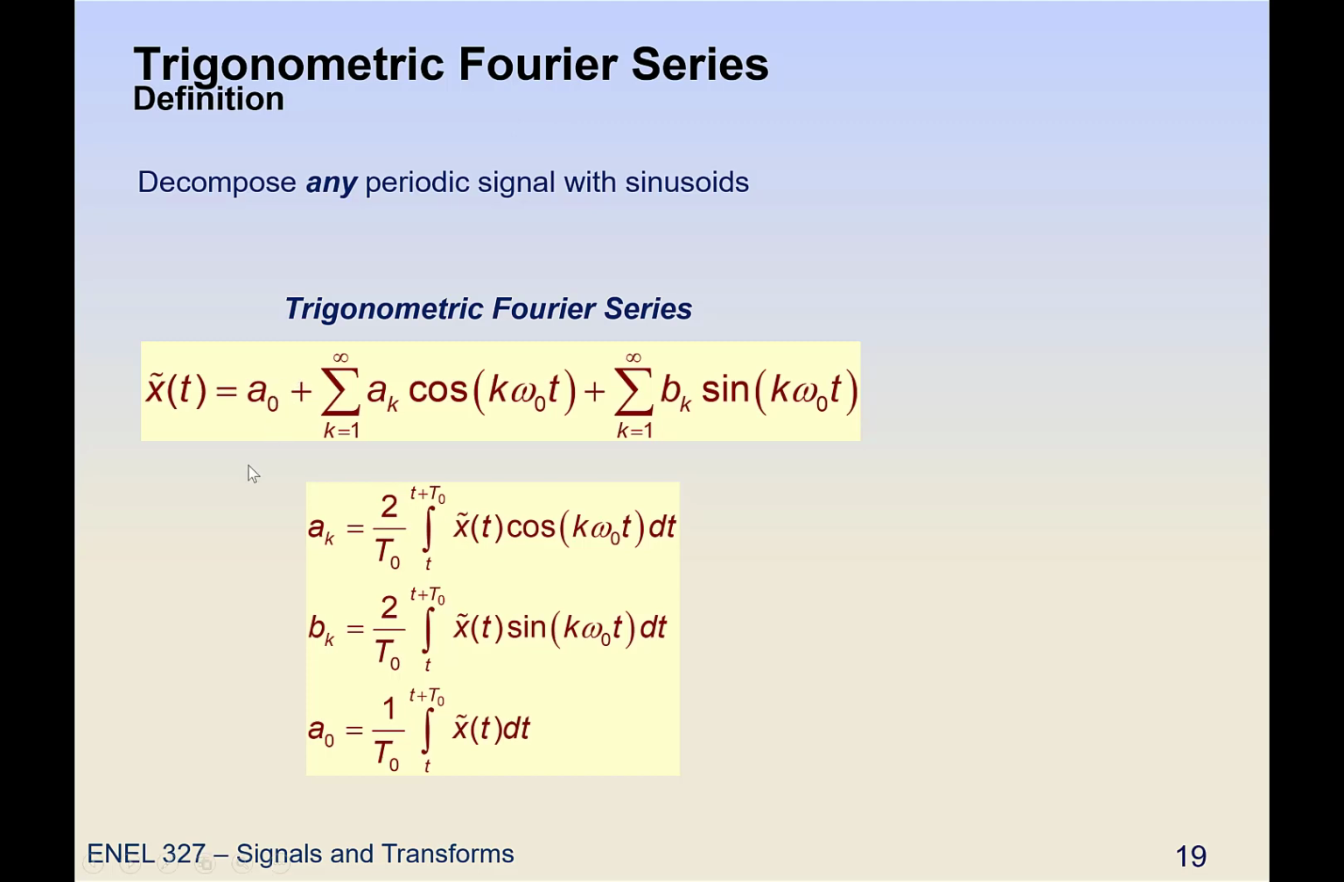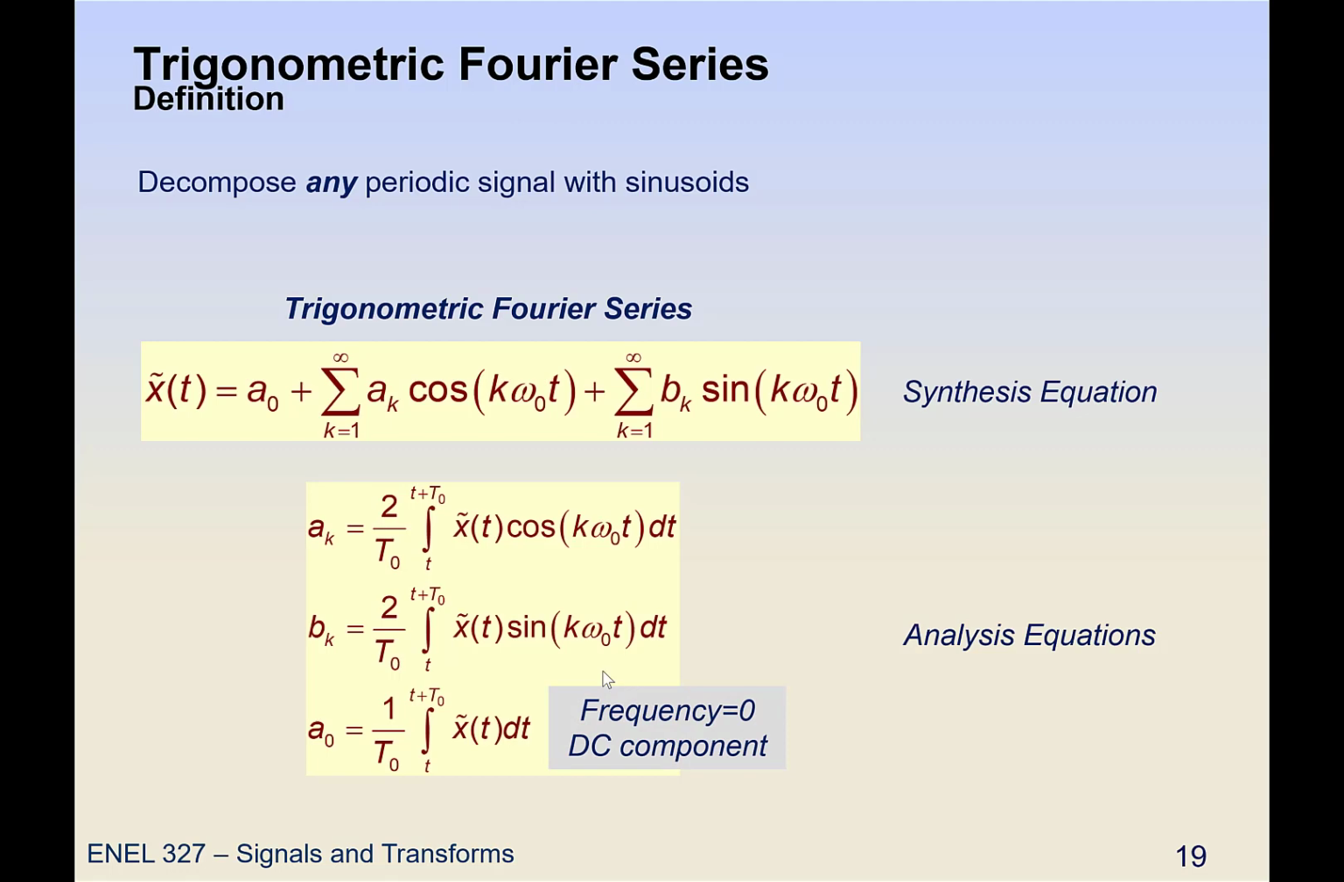That's just a constant. And then these coefficients are found from projecting the periodic signal onto each of the basis functions. The top equation is what's called the synthesis equation because it tells us how to build back up x of t by summing up the different components. The other ones are called the analysis equations because they tell us the coefficients. They tell us how to decompose the signal x of t into its components.